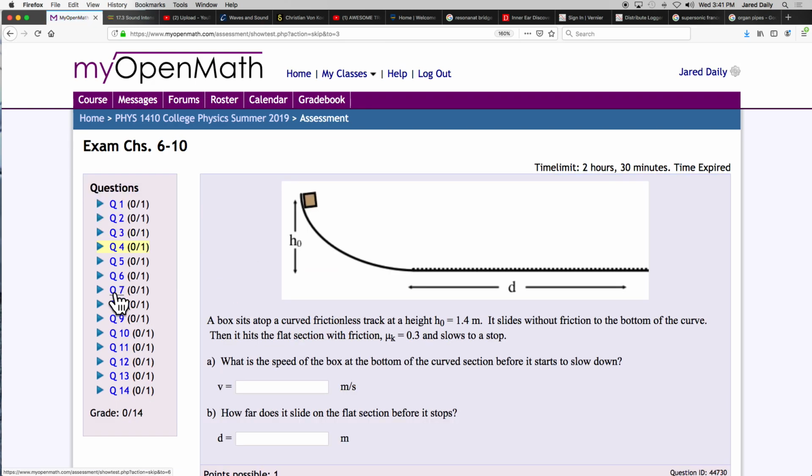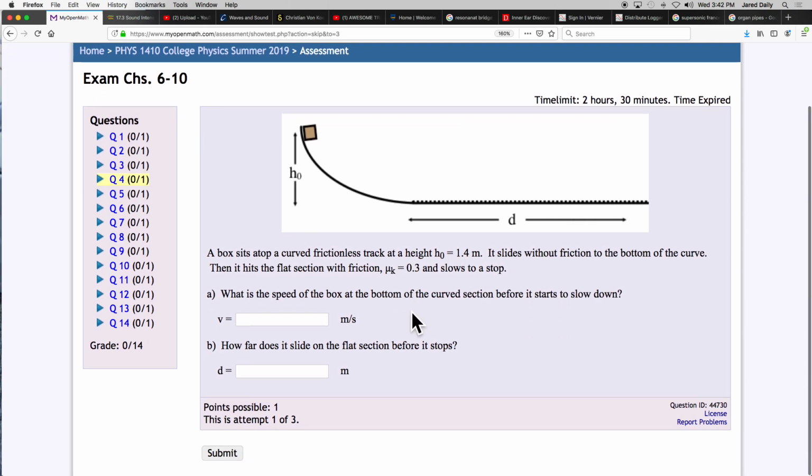Ah, yes, this is a classic. You have a box that's going to slide down this frictionless hill, and then it's going to hit this friction track here, and it's going to slow down along this track, right? They want to know 2 things. What is the speed at the bottom of the frictionless part? So from the slide down to the bottom, what's the speed going to be down here? And then how far is it going to slide along this part?